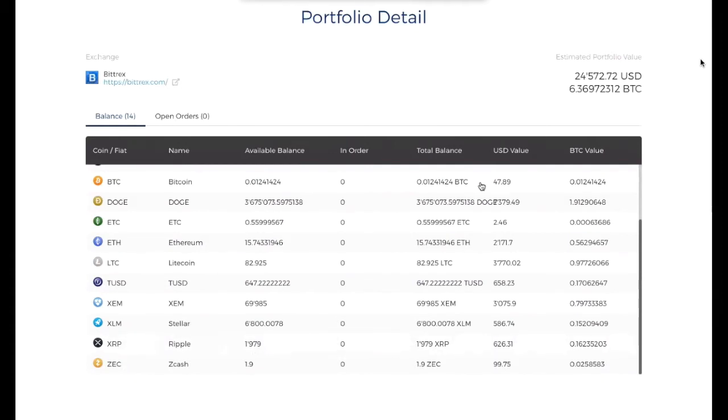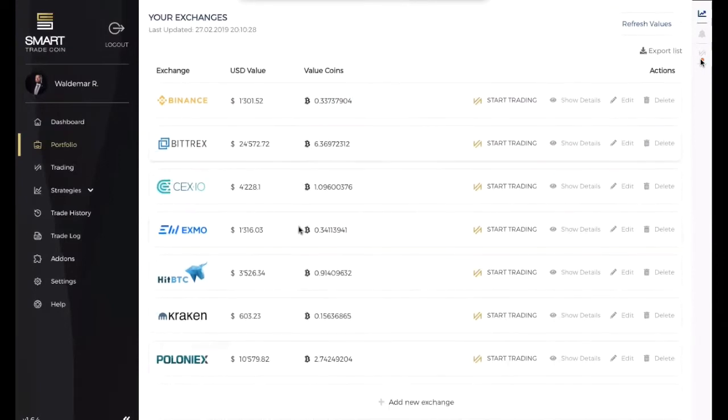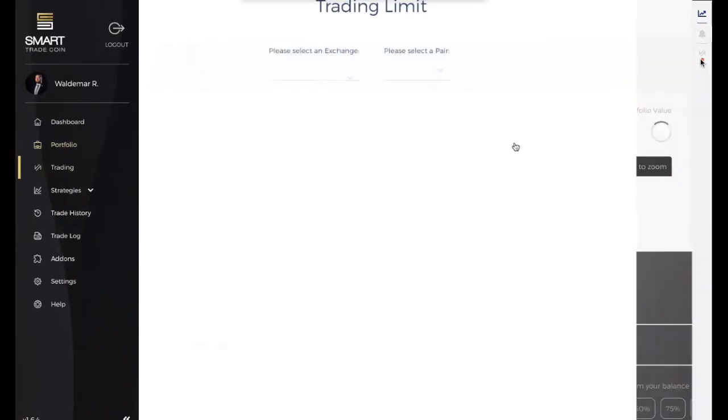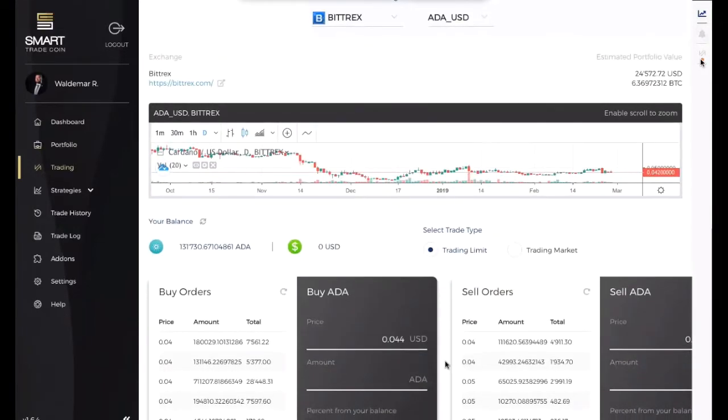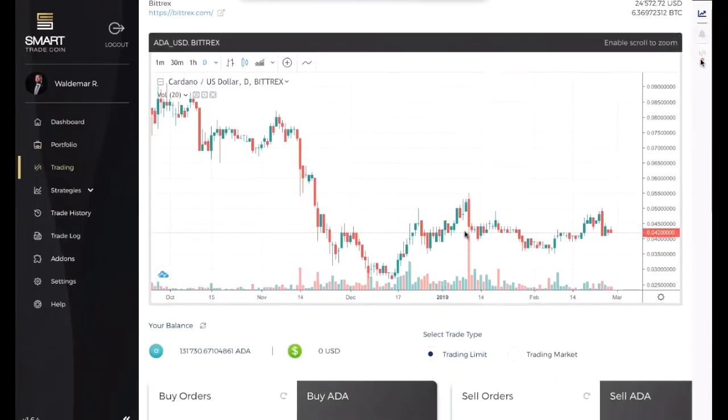Here I see everything clearly. If I had Ripple somewhere and I want to sell or buy it, then again I click here and immediately get to the page where I can see live how the market is doing today, and I can immediately buy or sell Ripple. This is of course all convenient and already available in this basic version.